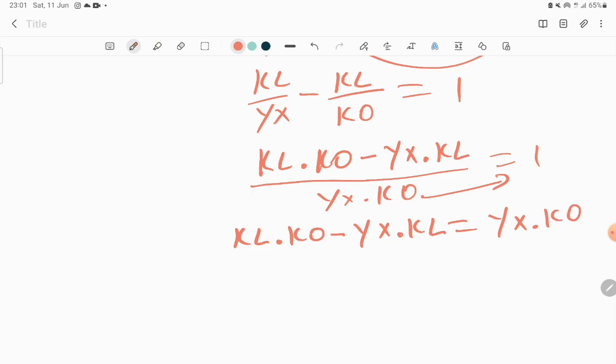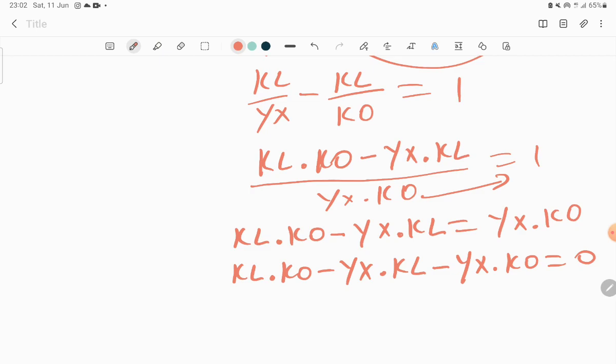Okay, now on that note, what are we having? We can take this one to this side. So we have KL times KO minus YX times LK, then minus YX times KO is equal to 0. Then what are we doing?